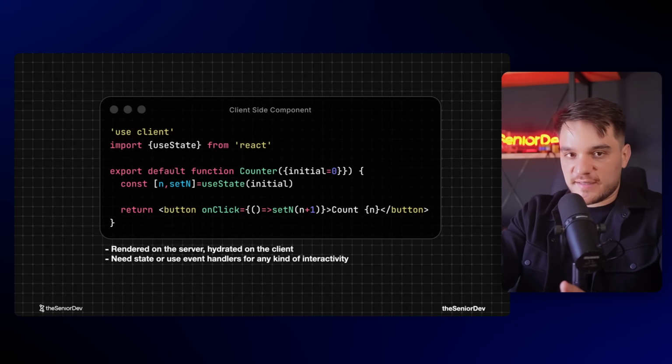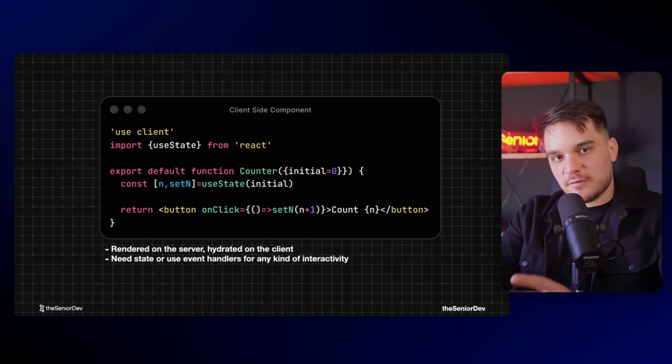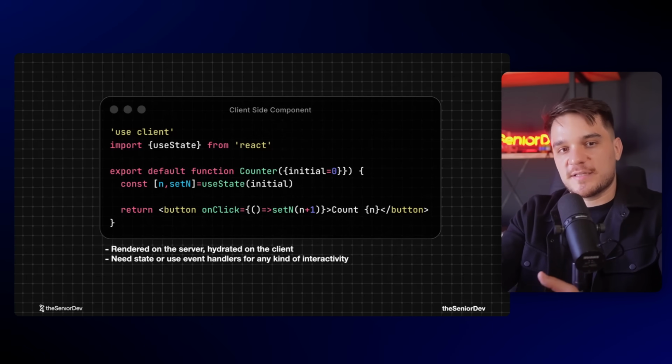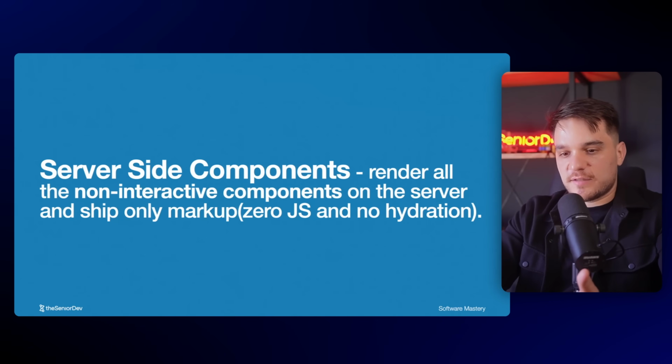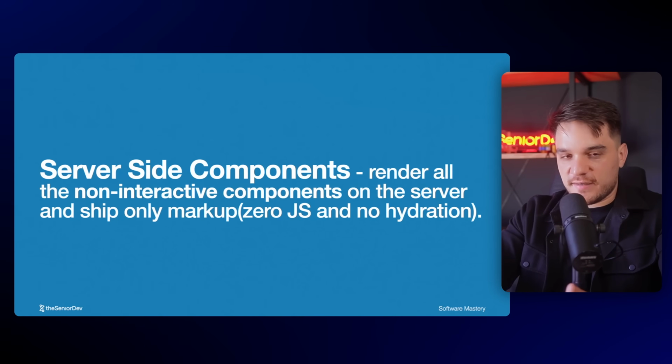So we mentioned that server-side rendering makes the initial rendering very fast, and client-side components will make rehydration fast. So you also have interactivity as soon as you possibly can. And so basically server-side components will render all the non-interactive components on the server, and they will ship only markup, so zero JS and no hydration for components that are not interactive.